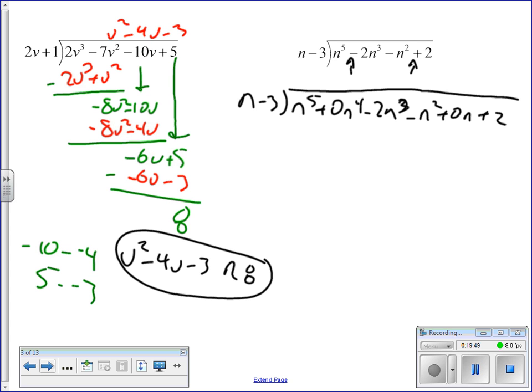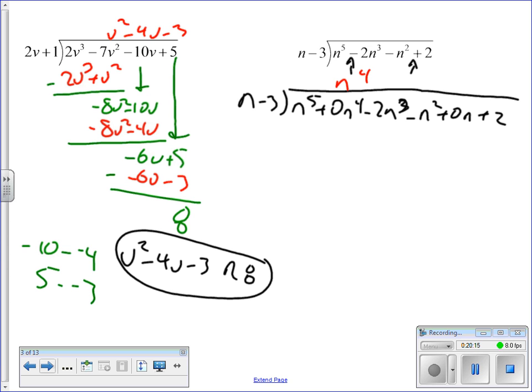So, same process from here. How many times does n go into n to the fifth? N to the fourth times. See why I have to have an n to the fourth? If I don't have 0 n to the fourth when I do my subtraction, I don't have anything to subtract from. I have to have that in there. It wouldn't have worked. I would have had n to the fourth line up with n cubed, and that doesn't work. They have to line up.